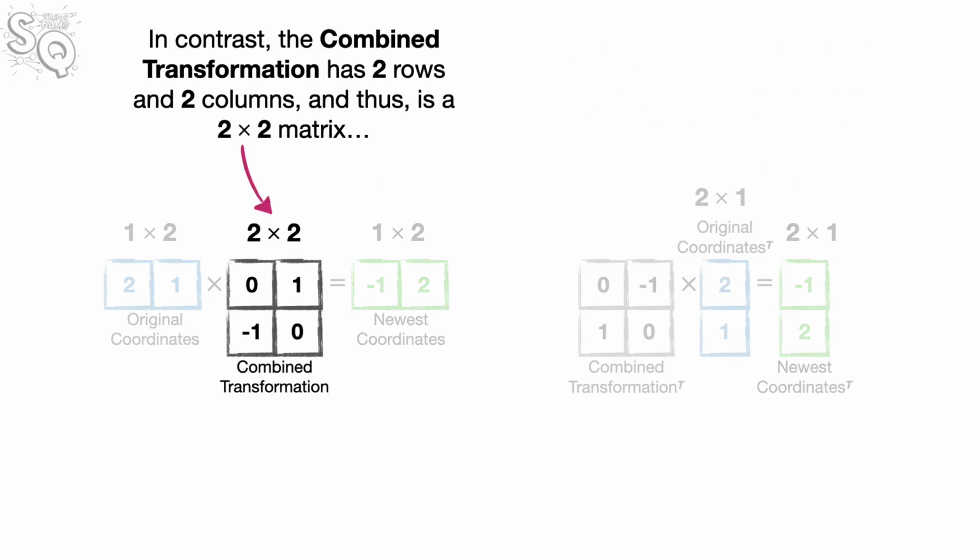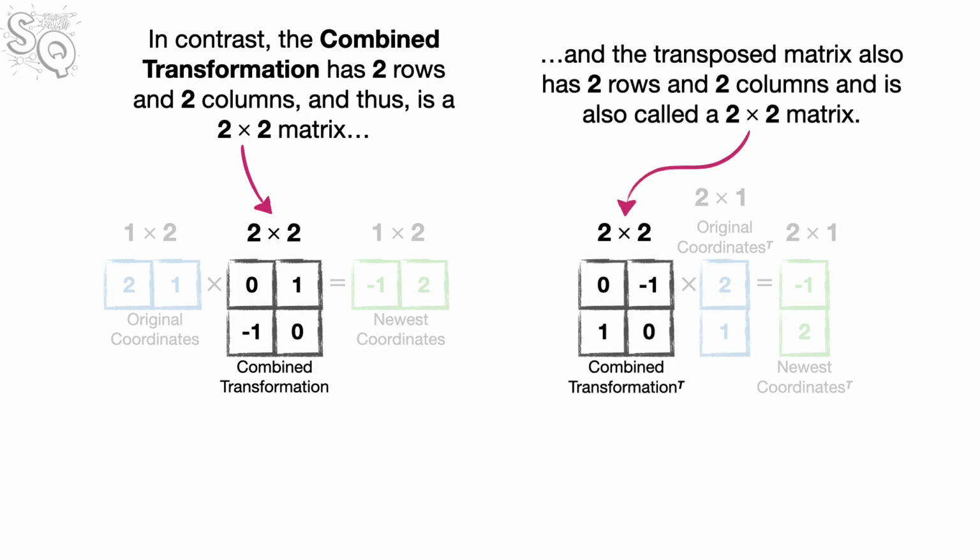In contrast, the combined transformation has 2 rows and 2 columns, and thus is a 2x2 matrix. And the transposed matrix also has 2 rows and 2 columns and is also called a 2x2 matrix.